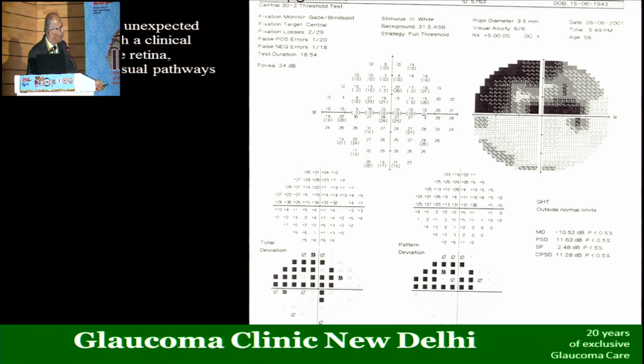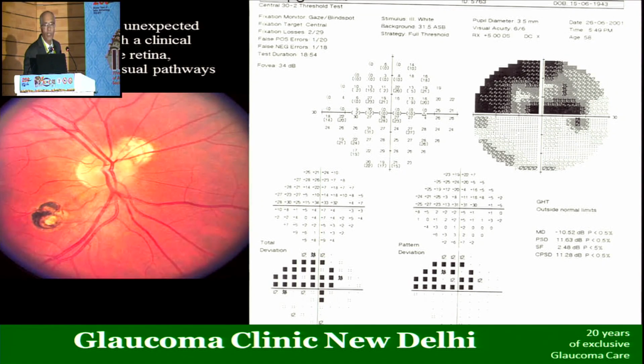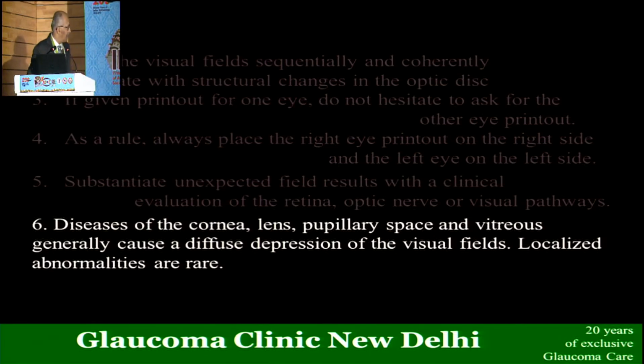Now when you run through all parts of the field, on the pattern deviation you have a superior hemispherical depression, as you see here. If you're thinking in the context of glaucoma, you would expect changes at the inferior pole of the disc. Now here's the disc, normal looking, but it's this patch of choroiditis here which is producing the superior hemispherical change. So always correlate the disc with the fields and the fields with the disc.